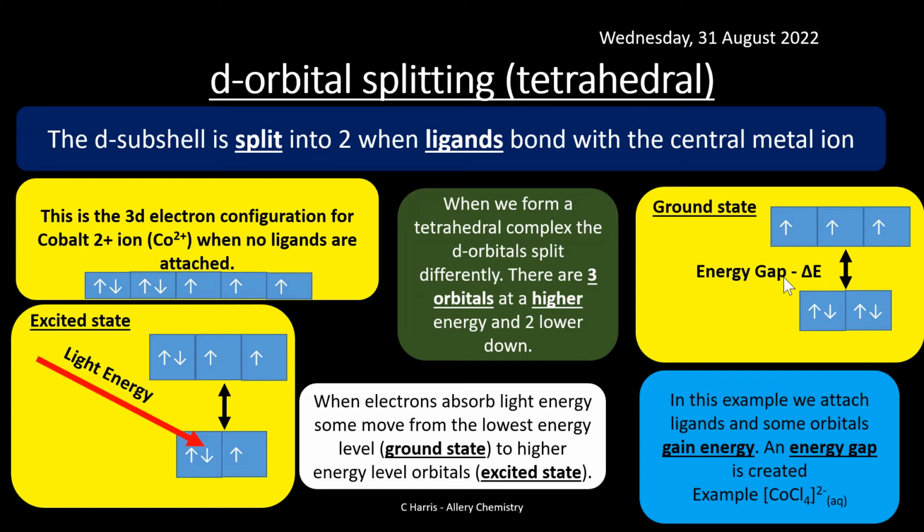And I hope it comes back to this, that this is why you need partially filled d subshells to get these colors, because if all of these were full, like for example with zinc, then you won't be able to get any of this migration of electrons, and so therefore you won't get any fancy colors.